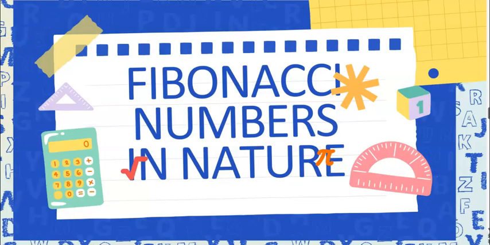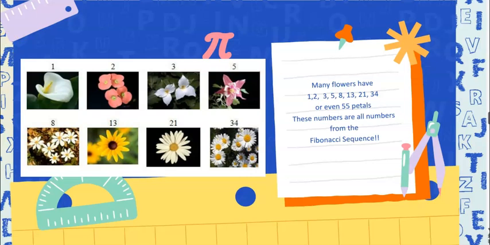We can see the Fibonacci numbers that we've been talking about in nature in many different ways. I've provided some examples of some flowers that have petals that follow the Fibonacci sequence. Here we have one petal on this flower, two petals, three petals, 5 petals, 8 petals, 13 petals, 21 petals, and 34 petals, and so on. Maybe some flowers even have 55 petals or more that follow the Fibonacci sequence.